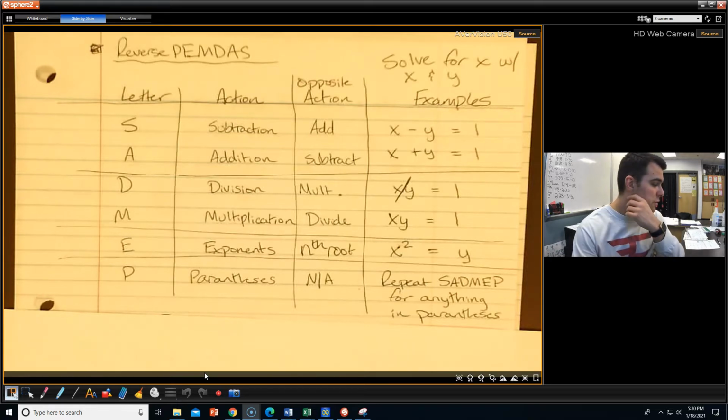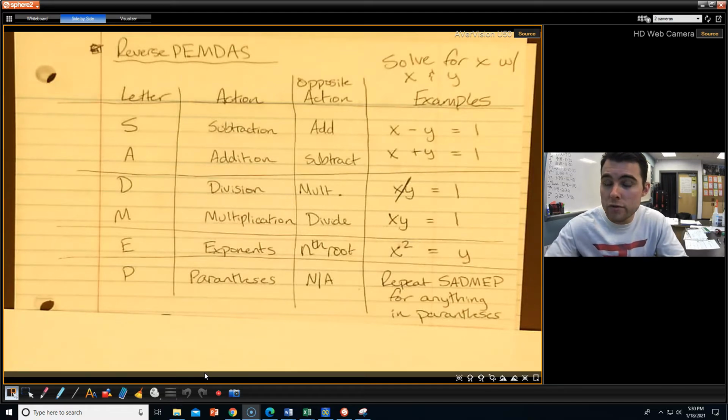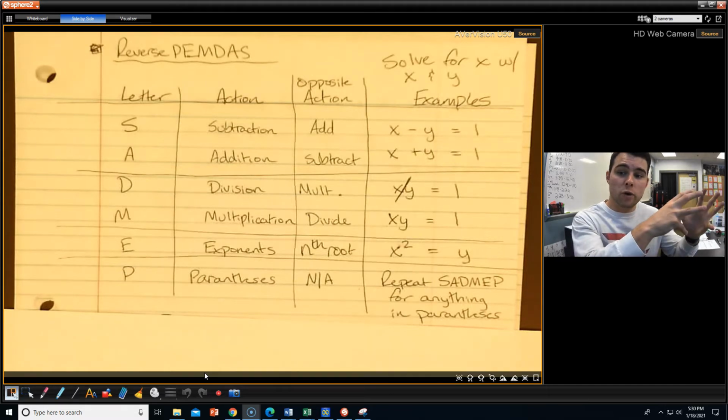One of the big things with literal equations is using reverse PEMDAS. Now, PEMDAS was learned in middle school. It is our order of operations. It tells us how to tackle math problems in any given expression. And so what we want to do is the reverse PEMDAS when it comes to algebraic solving. The reason is we rely a lot on opposites in order to undo things on one side.